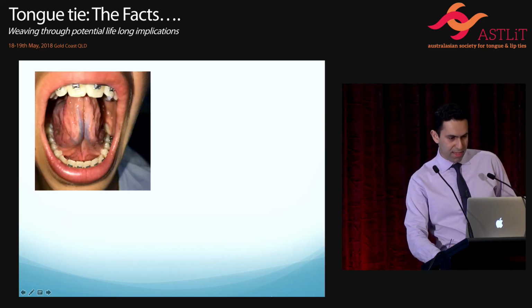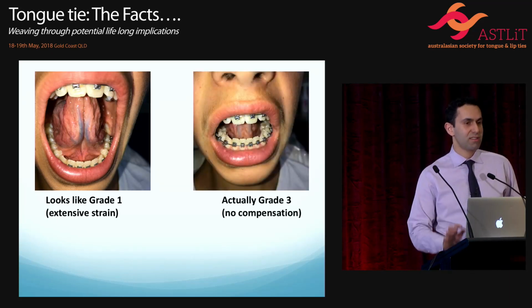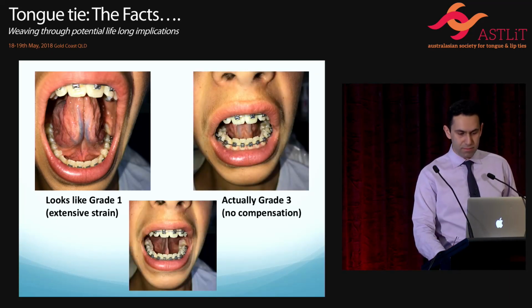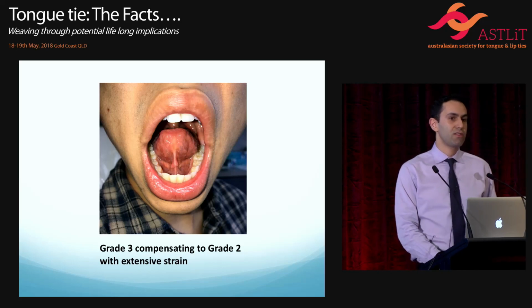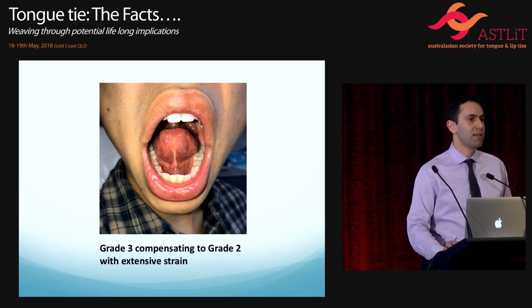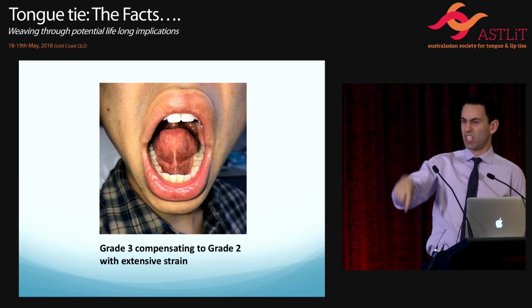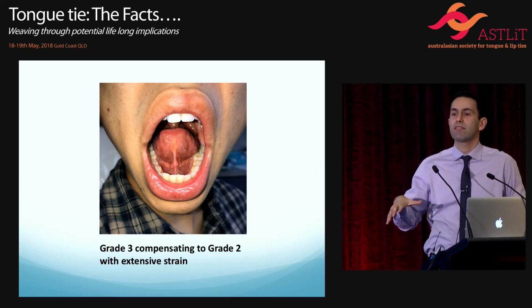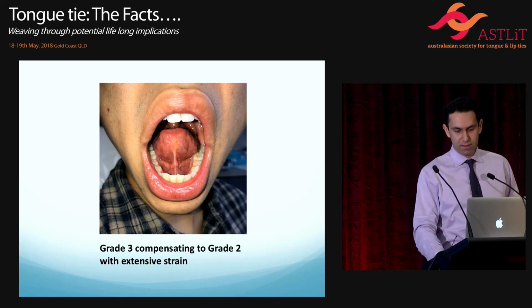Okay. And so if we take a look at this example, it looks like a grade 1, but he has a lot of extensive strain. And if we control for the strain, you can see it's only a grade 3. And here's another one where he's a grade 3 compensating to grade 2 with the extensive strain. And in these patients who have this problem, if you touch underneath the floor of the mouth, if you just touch it gently, they jump from tenderness because it's so chronically strained in that area.